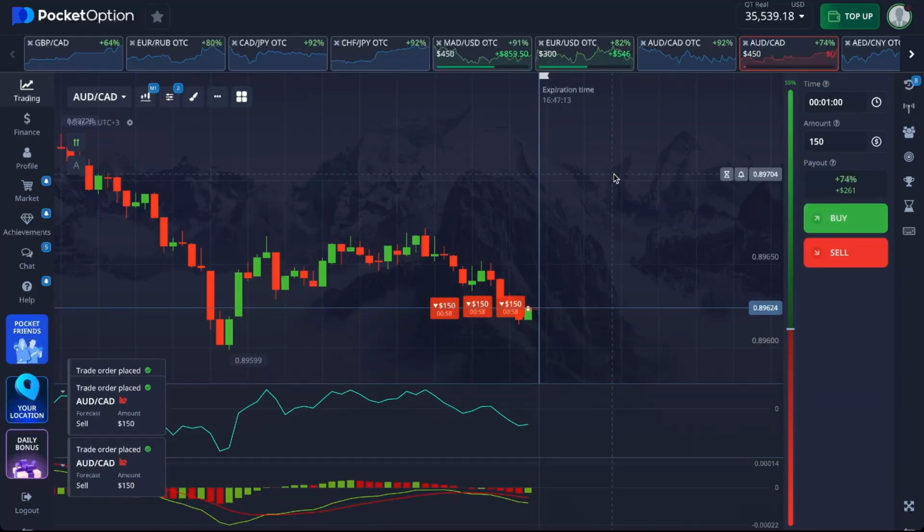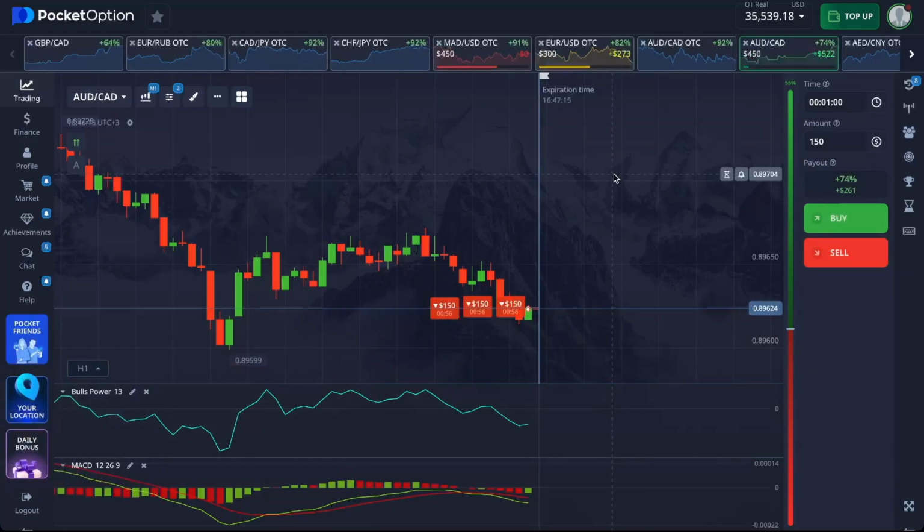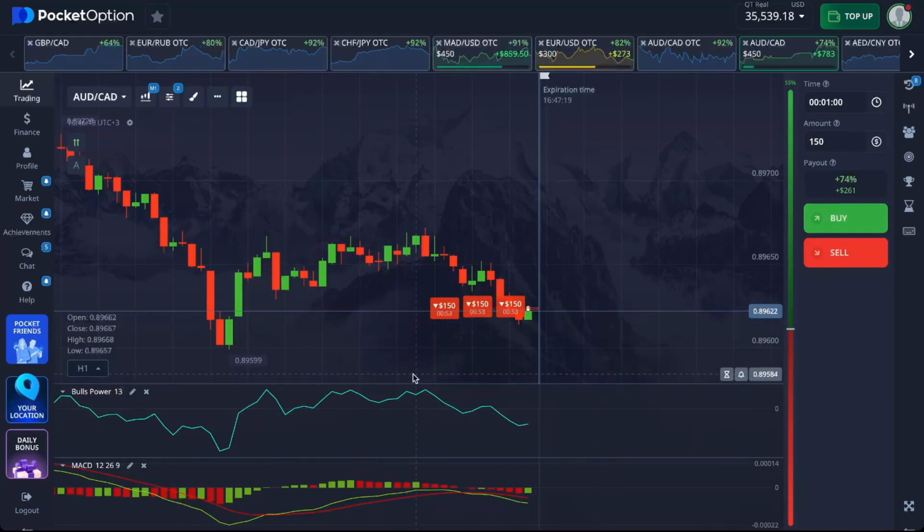Australian dollar, Canadian dollar. I'm taking 3 trades. The situation is very similar. We're crossing the zero mark with the Bull's Power indicator, and we're crossing the signal line with the MACD indicator. That's why I entered a sell trade here.